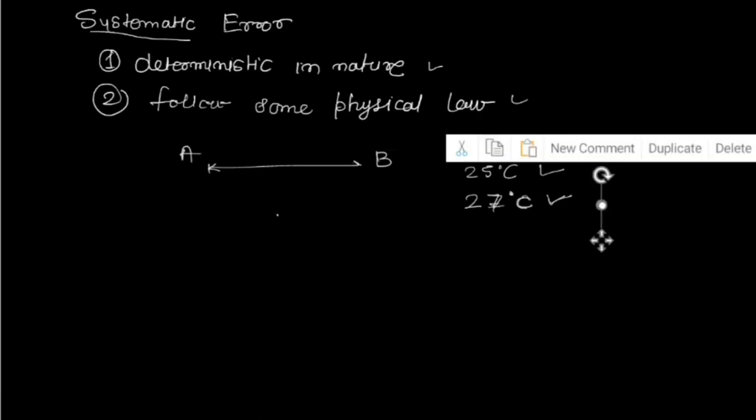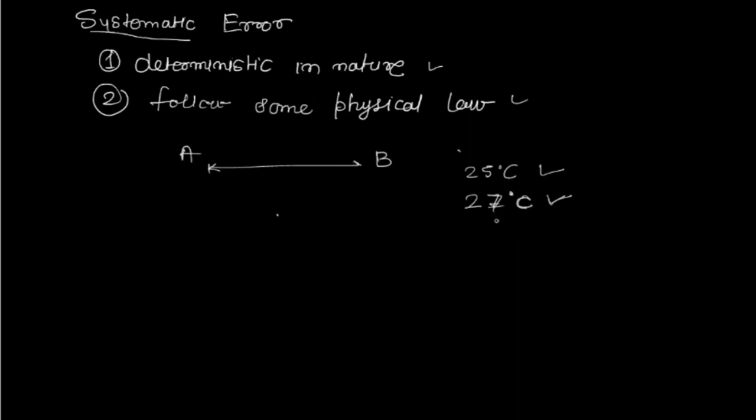So now you know what amount of error is being generated. Definitely you know the error, and now you can correct for this linear expansion due to the increase in temperature, which is an amount of 2 degrees Celsius.